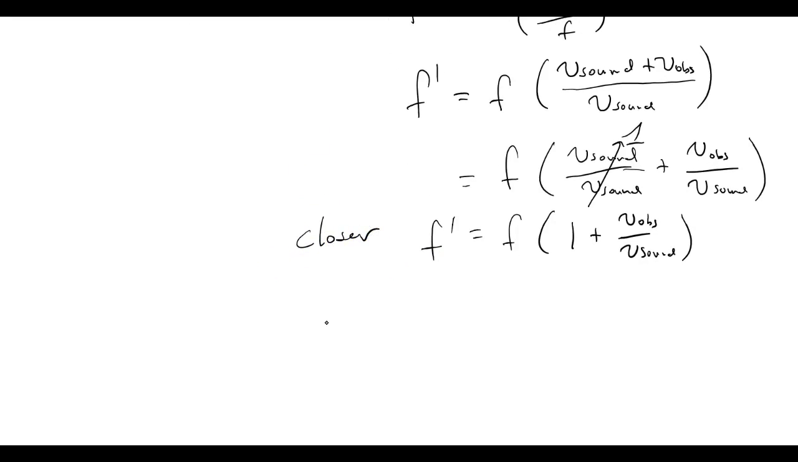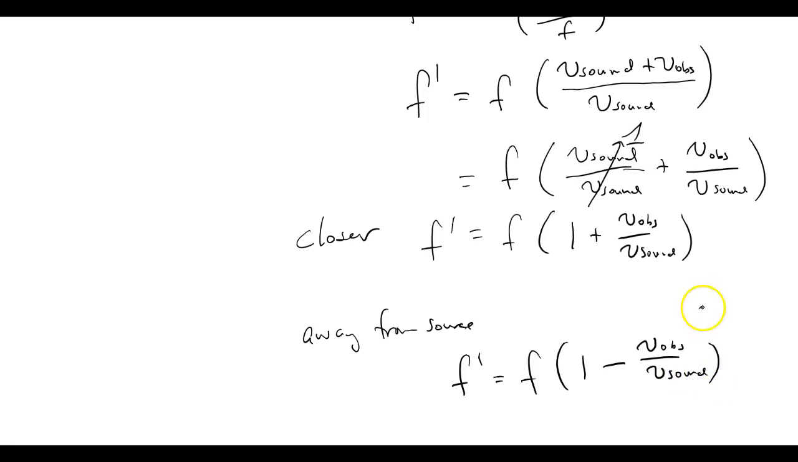When you're going away from the source, then you're going to get f prime is equal to f times the quantity 1 minus v of the observer all over v sound. Once again, this is the speed at which you're moving, you're a moving observer, and this is the speed of sound in air. If it's room temperature, it's 343. But remember, we can calculate that depending upon the temperature.